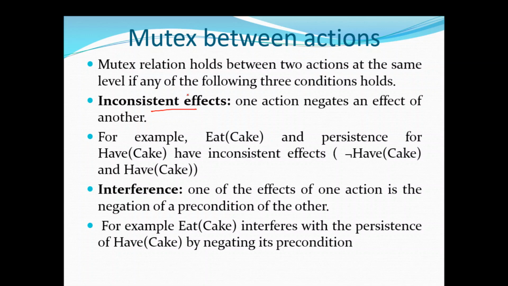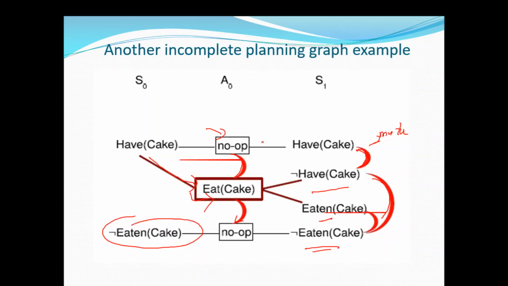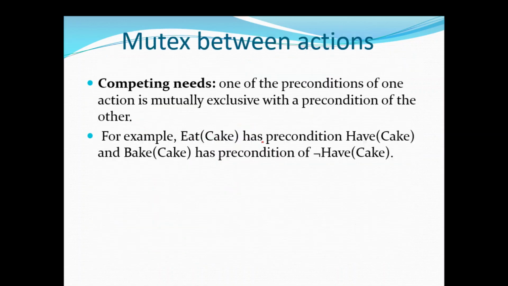Okay, that is, one action negates the effect of the other. So that will lead to inconsistent effect. For example, eat cake and persistence of have cake have inconsistent effects. Eat cake will lead to what? When you apply the action eat cake, then you will get not have cake and eaten of cake. Okay.